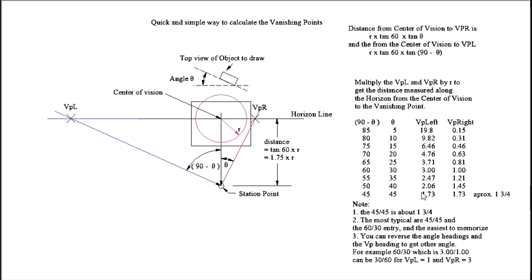Most of the time we're going to end up using either the building at a 45-degree angle to us or a 30-degree angle to us. And you'll notice that here it's approximately 1 3/4. Here it's 1 3. So these are pretty easy numbers to memorize. And there's some more in here if you have different angles that you're tilted at.